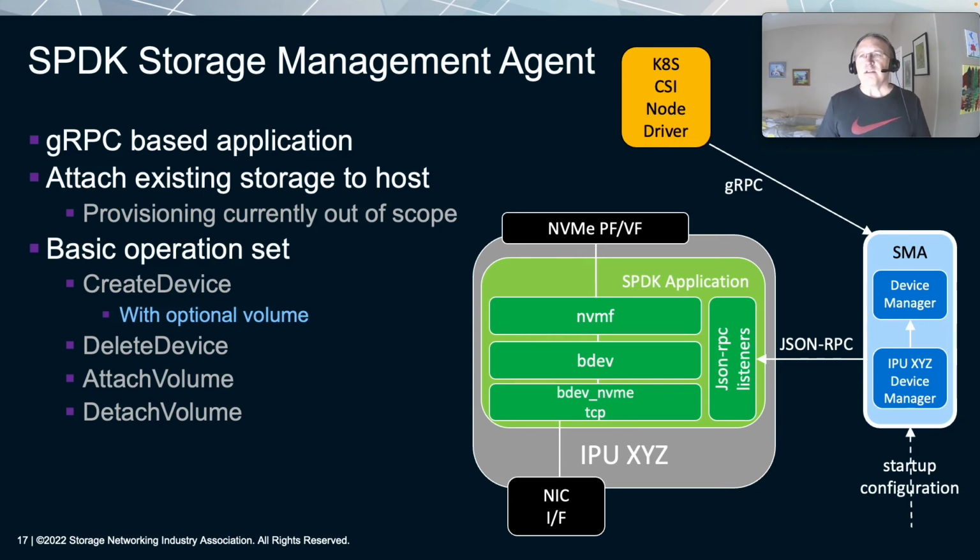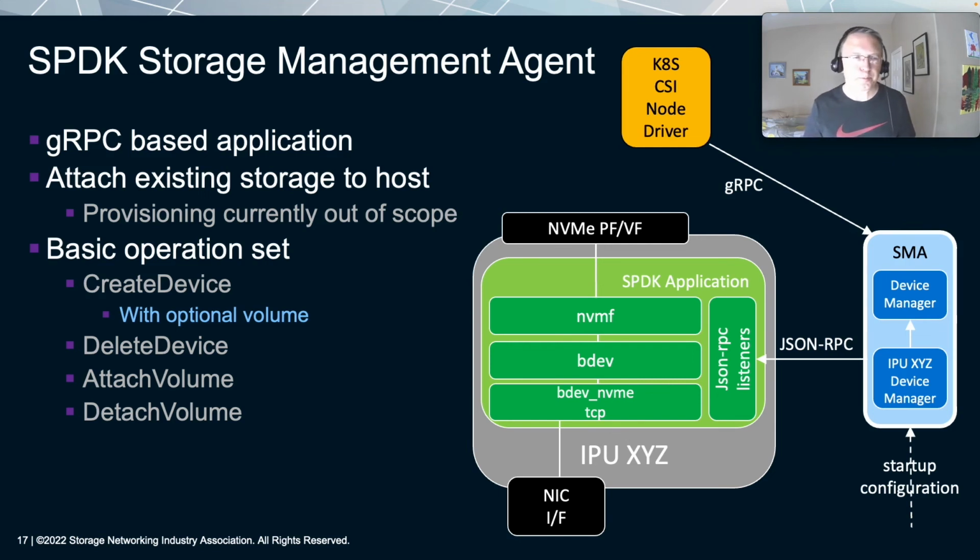And so in contrast to the SPDK JSON RPC interface, SMA has a very basic operation set. Create device, delete device, attach volume, detach volume. Create device also has an optional parameter: you can pass a volume that you want to attach to it when it's created. So in a lot of use cases, if you are just presenting a single volume to the host, you've got one call to SMA, it's just create device. You may pass a bunch of parameters to it, but SMA is going to take care of making sure that it does all the JSON RPC calls. If one of them fails, it rolls things back. It handles all that complexity so that the Kubernetes CSI node driver has a much simpler interface to be able to talk to.